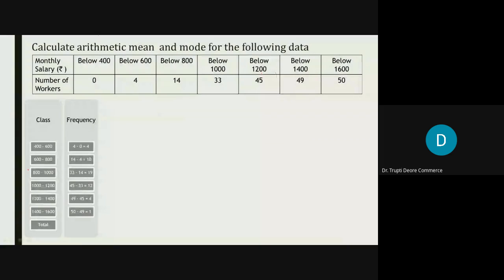How do we cross check? Less than frequency is last plus frequency. Less than frequency is equal to n, that is the total of frequency. So it must match your total frequency. So it is equal to n.